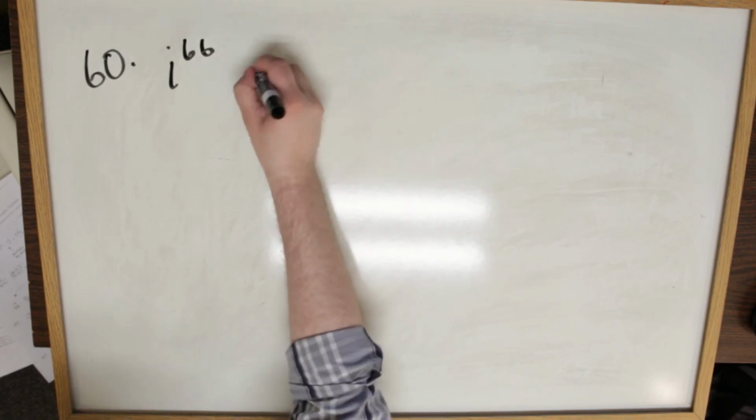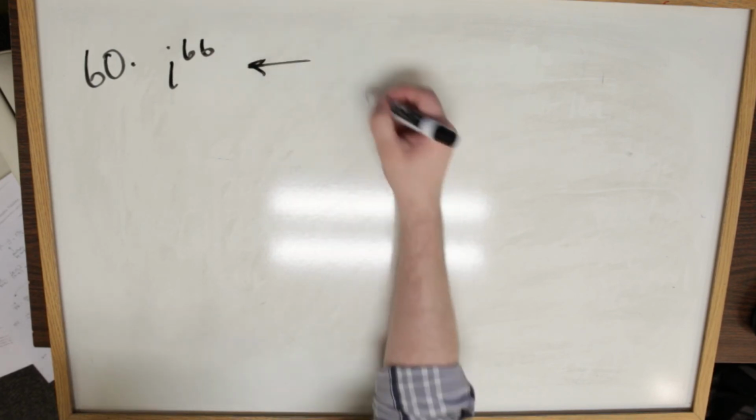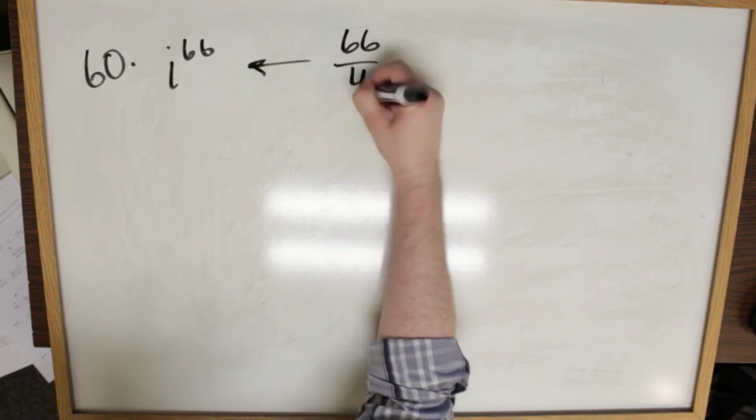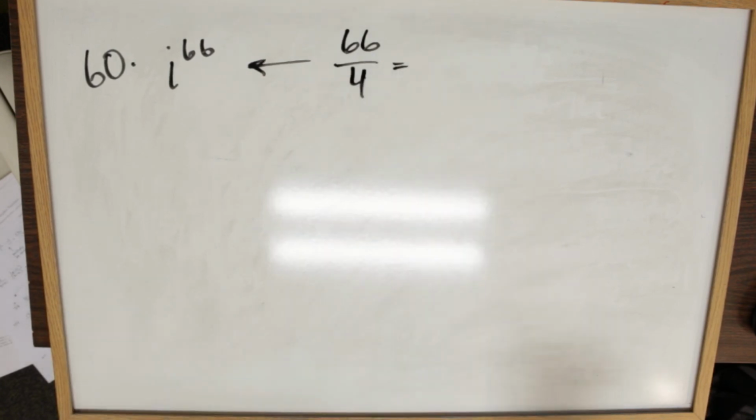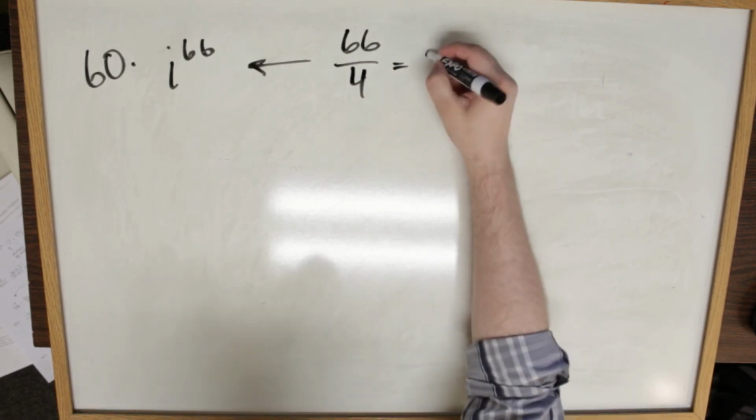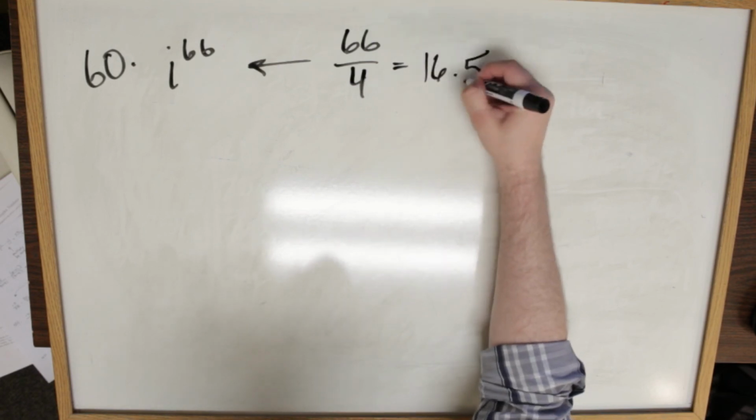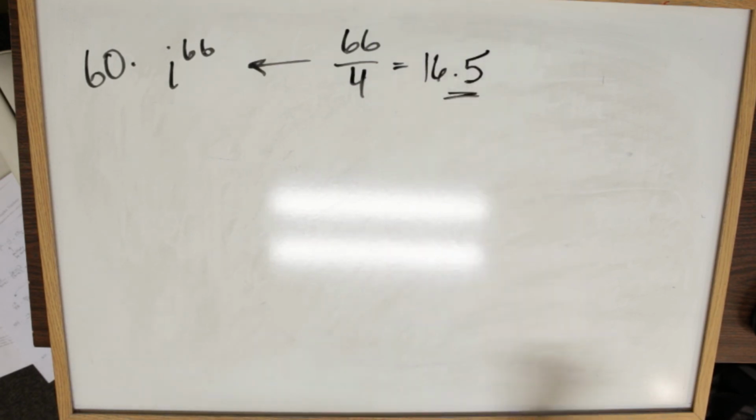So what we're going to do here is, again, this is a higher power of i, so we take 66 and we divide it by 4. Okay? And if you punch this into a calculator or you check it online, what you'll find is that the answer is going to be 16.5. Okay? So remember the 0.5. Remember our powers of i.